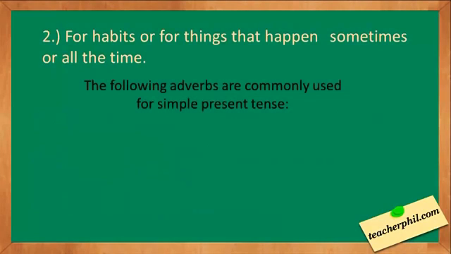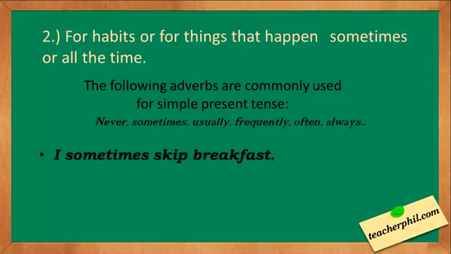Number 2, for habits or for things that happen sometimes or all the time. The following adverbs are commonly used for simple present tense: never, sometimes, usually, frequently, often, and always. Examples: I sometimes skip breakfast. She goes to school late.